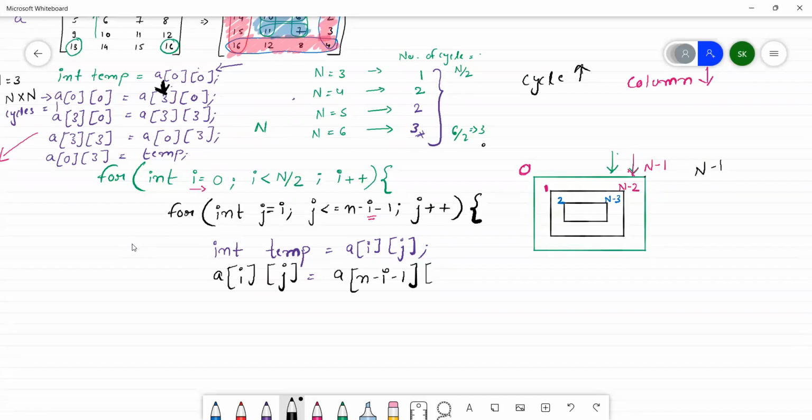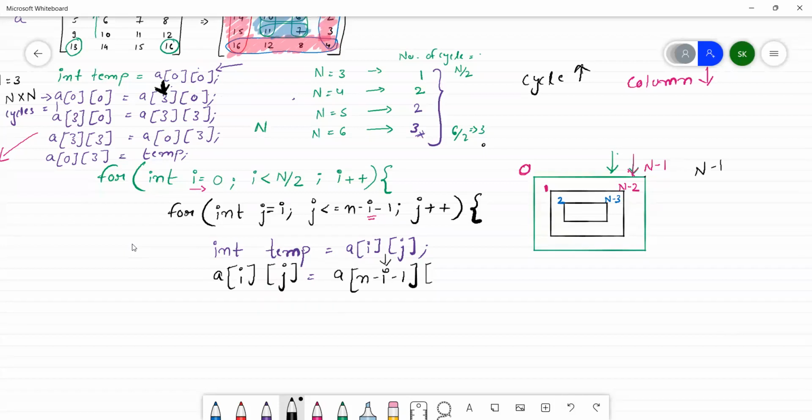Yes, but when the cycle rotates, we need to keep track of the changing numbers as well, right? Now it is 3, but it can be 2 further. So here I am writing it in variable form, n minus i minus 1. Clear? Okay, got it.